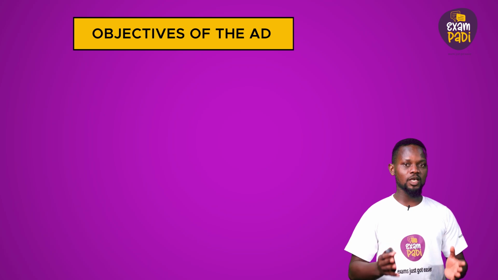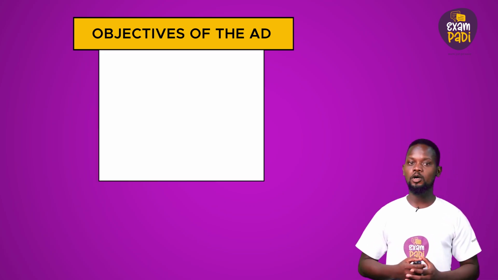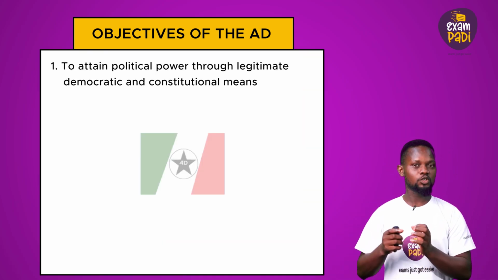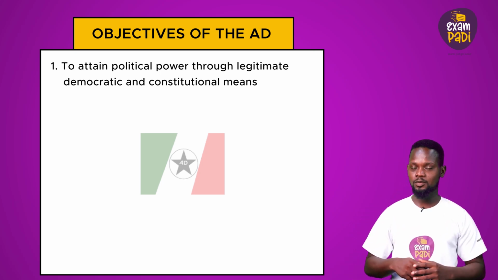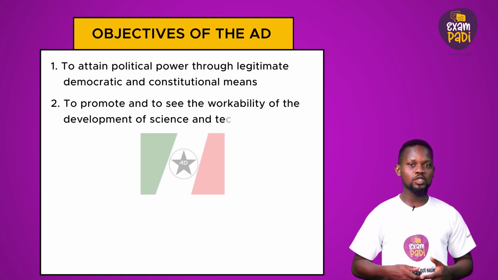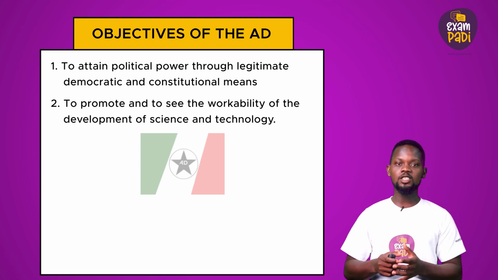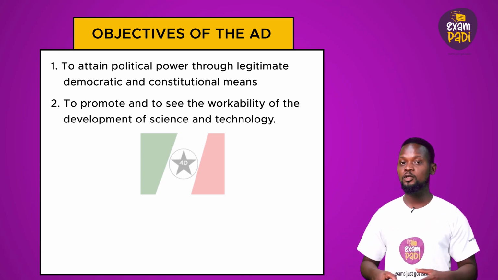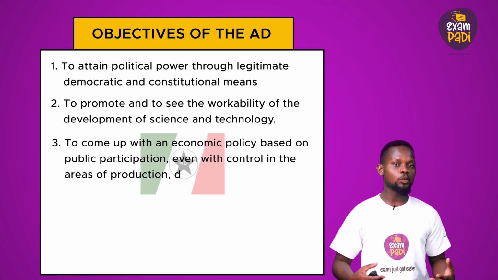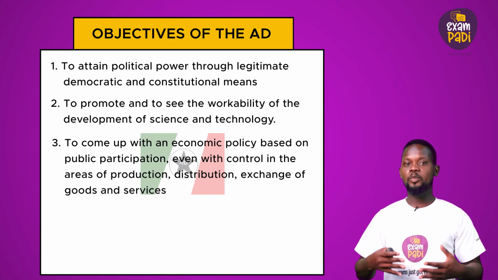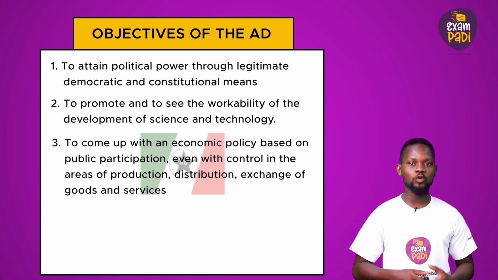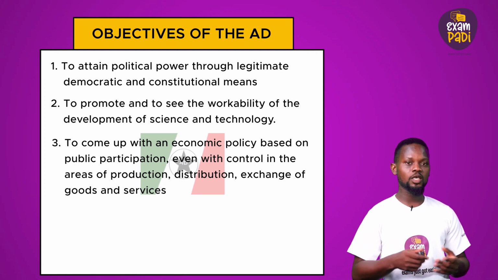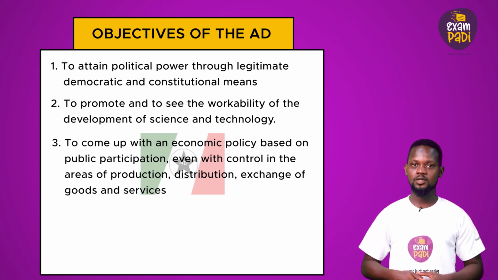The objectives of the Alliance for Democracy include: number 1, to attain political power through legitimate democratic and constitutional means. 2, to promote and to see the workability of the development of science and technology. 3, to come up with an economic policy based on public participation, even with control in the areas of production, distribution, exchange of goods and services.